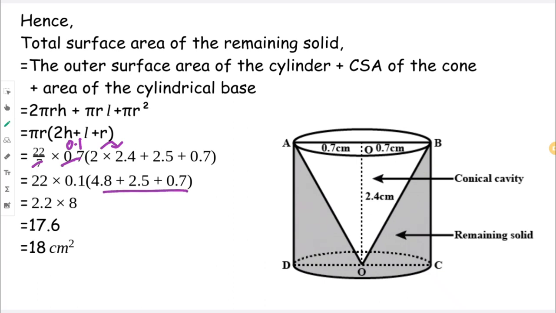Okay, so now we're going to what? When you multiply these two, right, 22 into 0.1, we're going to get 2.2, right? Now, like I said, when you add all these, we're going to get 8. So when you multiply these two, we're going to get 17.6. The question told us to the nearest, right? So 17.6 is almost close to 18. That's what we're taking here, 18 centimeter square.